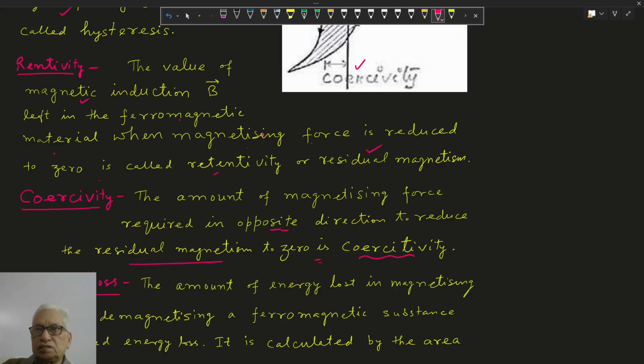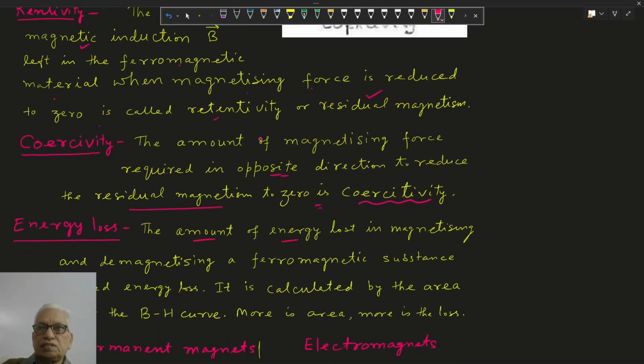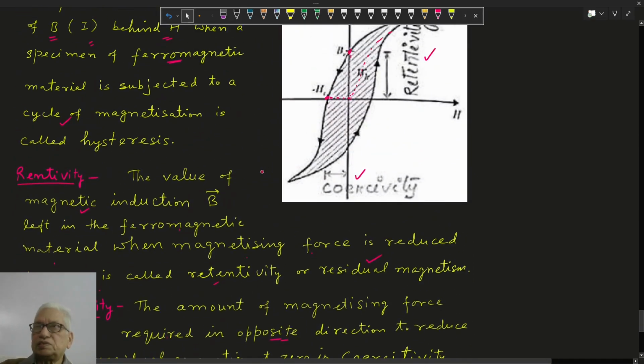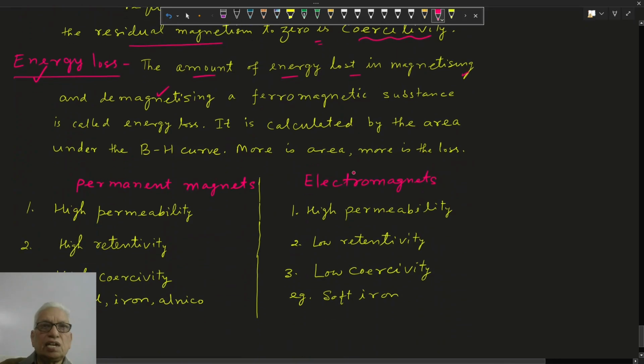This is called coercivity. The amount of energy lost in magnetizing and demagnetizing in one cycle is the energy loss in one cycle. It is given by the area of this BH curve. This shaded portion that is shown is the area. It will give you the energy lost in one cycle to magnetize and demagnetize, also in the opposite direction. In one cycle, the area of this curve is the energy loss.